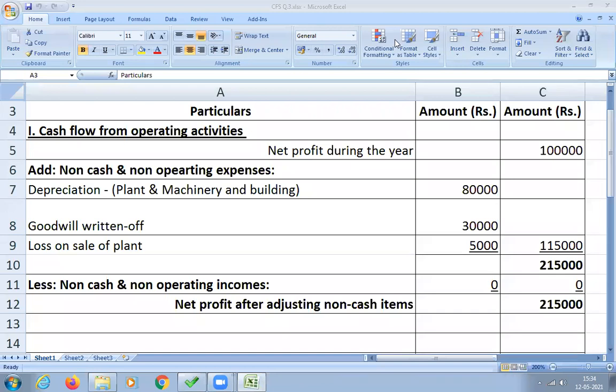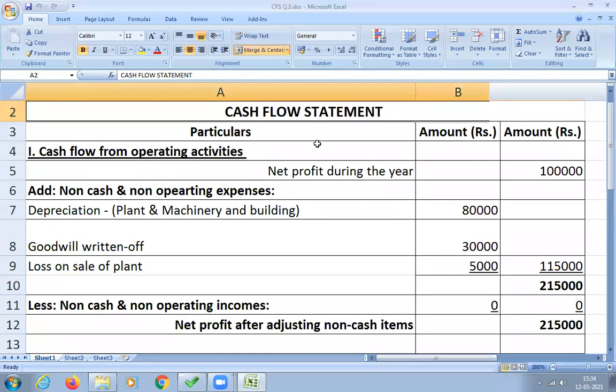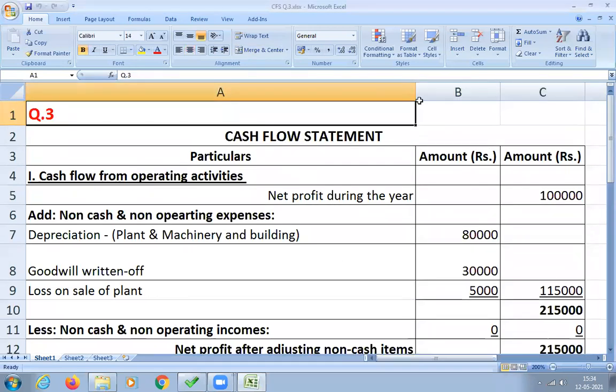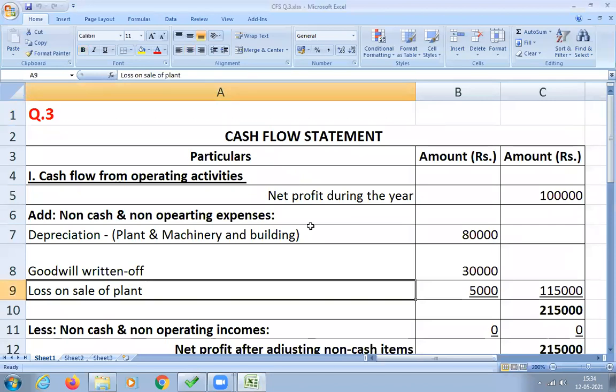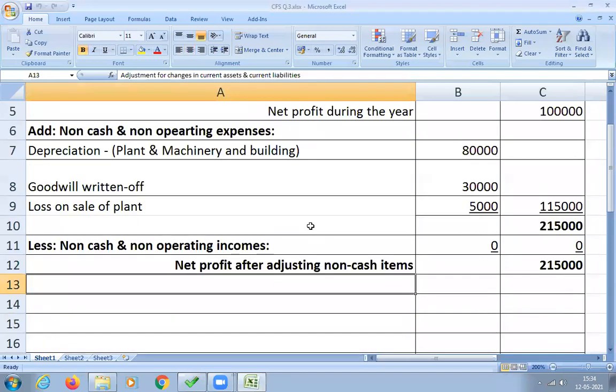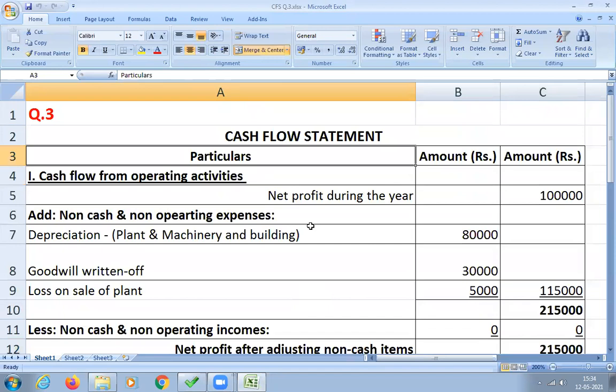Yes, sir. Okay. So in the previous class we were doing question number 3, that is a cash flow statement, and we started the problem and then stopped in between because of time constraint. We are done till net profit after adjusting non-cash items. So let me repeat what we have done.